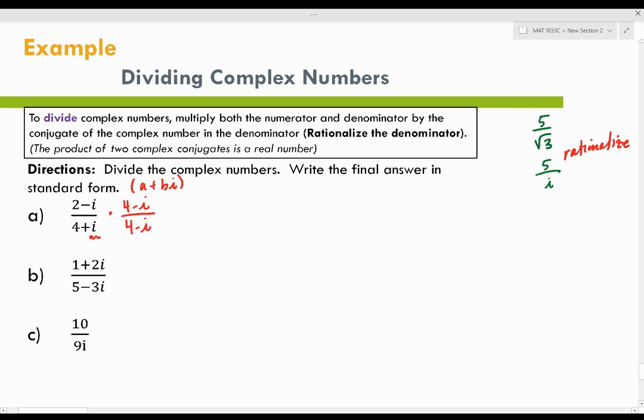Okay, so remember when you're multiplying by the conjugate, it's going to have the same front term as the denominator, same back term as the denominator. But if you start with a plus, it's a minus. If you were to start with a minus, the conjugate would have a plus.